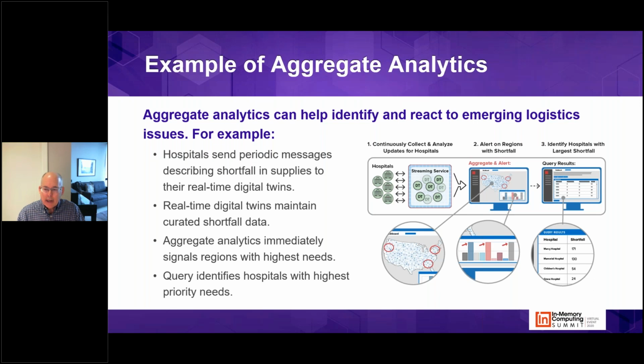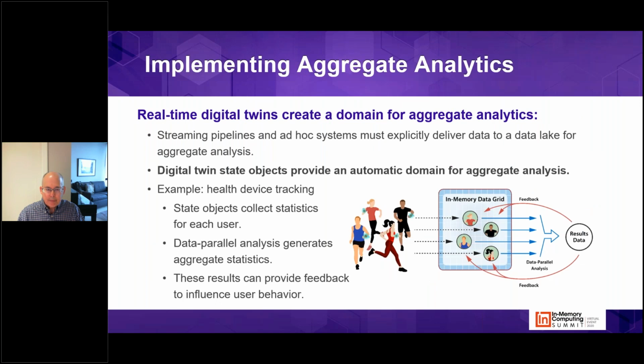And then aggregate analytics can run continuously to spot those regions that are having the highest shortfalls, and that allows managers to then go and query within a region to find the particular hospitals with their highest priority needs and what those needs specifically are, and then go address those needs. So you see that the real-time digital twins work in concert with aggregate analytics, which works in concert with query.